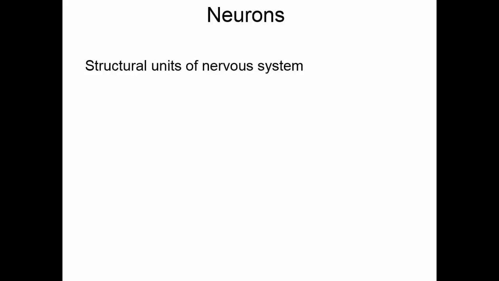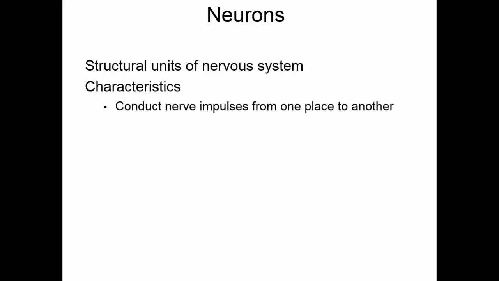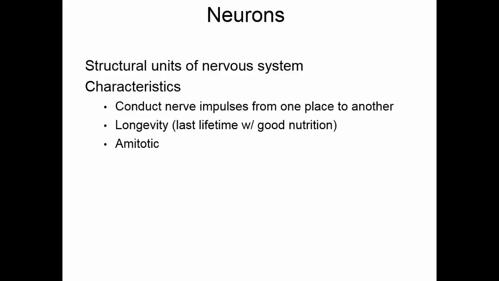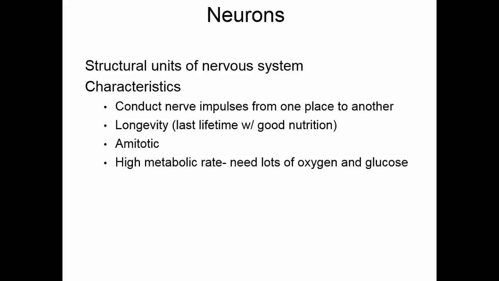The neurons are the structural units of the nervous system. They conduct nerve impulses from one place to another, and they also live an incredibly long time. If you take care of them, they last your entire lifetime, which is good because they lose their ability to divide, so we can't replace them if they get damaged. Neurons have a very high metabolic rate. They have a great need for oxygen and glucose, and they must have glucose. They can't fall back on other forms of nutrition.